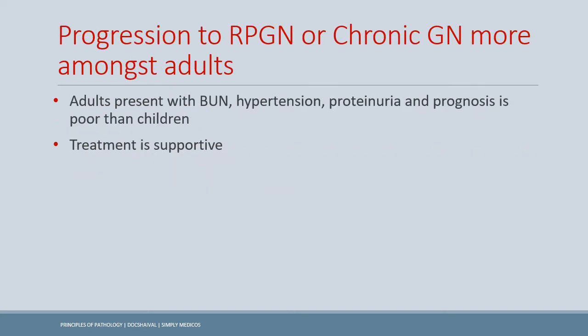Now the PSGN usually resolves on its own and the treatment is supportive, but in case of adults it may progress to RPGN or chronic glomerulonephritis, and adults may present with severe symptoms like increased blood urea nitrogen, hypertension, proteinuria, and the prognosis is poorer in comparison to children.